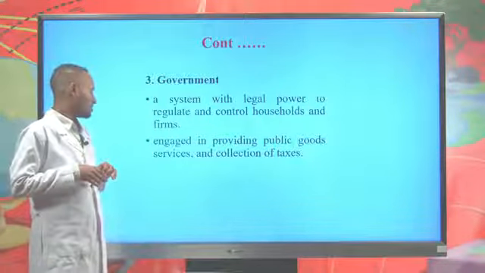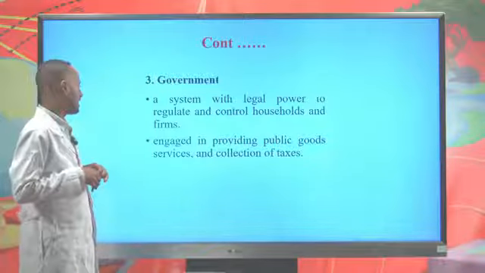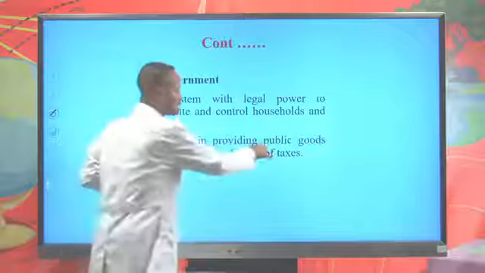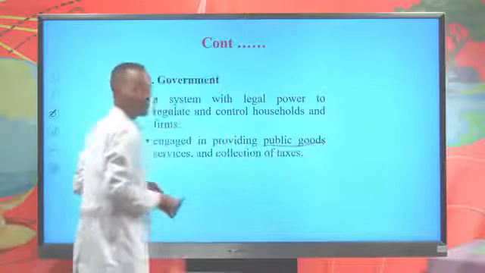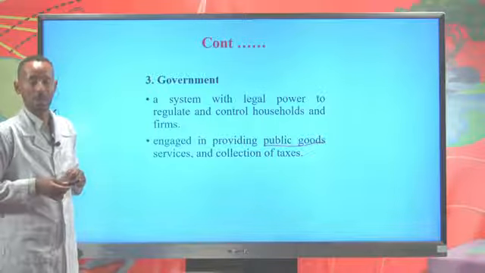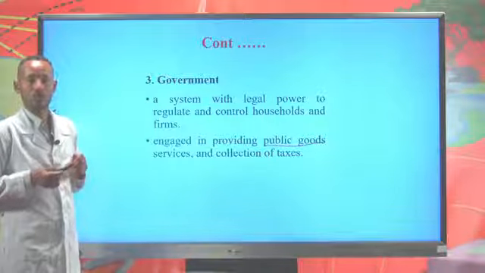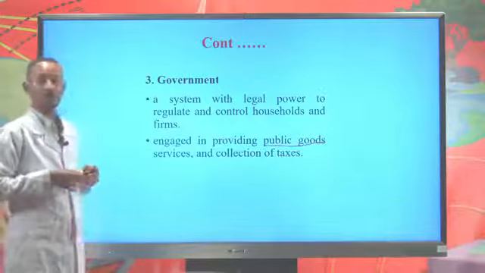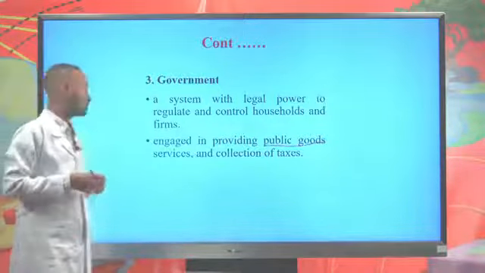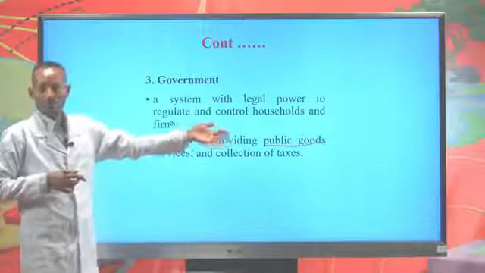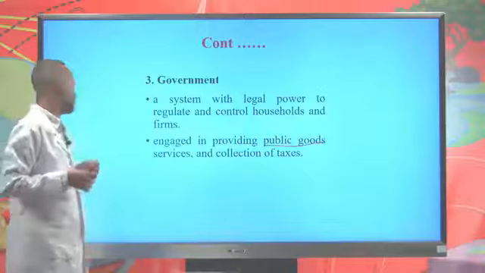Government is engaged in providing public goods and services and collection of taxes. Public goods and services are those goods and services that we use together, but nobody is expected to make payments, like school, health center, highways. All these are public goods and services that are provided by the government, and government is engaged in collecting taxes from individuals, households, and businesses.